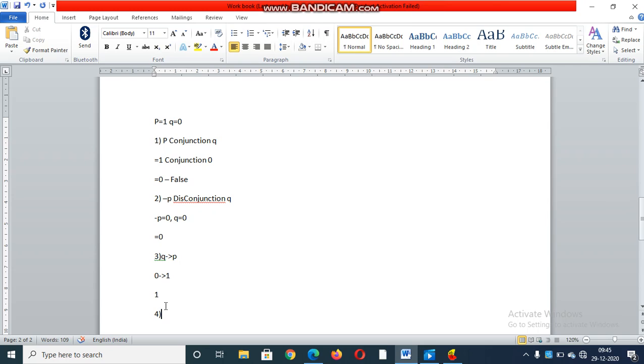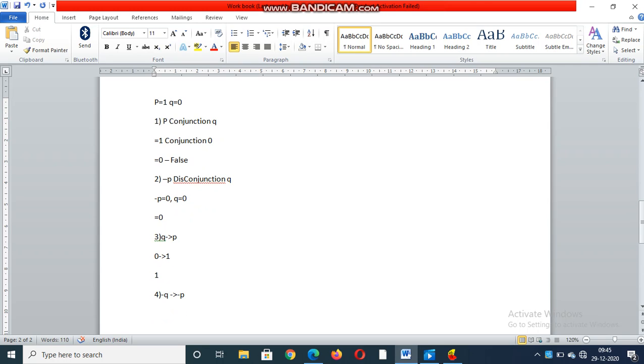Here Q is 0. Take it, not Q implies not P. This is our question. So here not Q in the sense Q value is already 0, so you have to take the opposite one, 1, implies P value. What is the P value already? It is 0. Correct, right? P value is what?